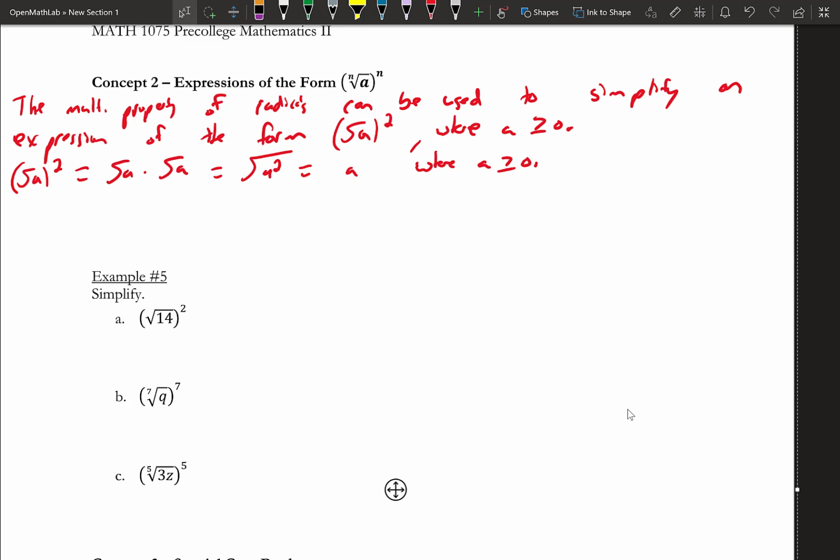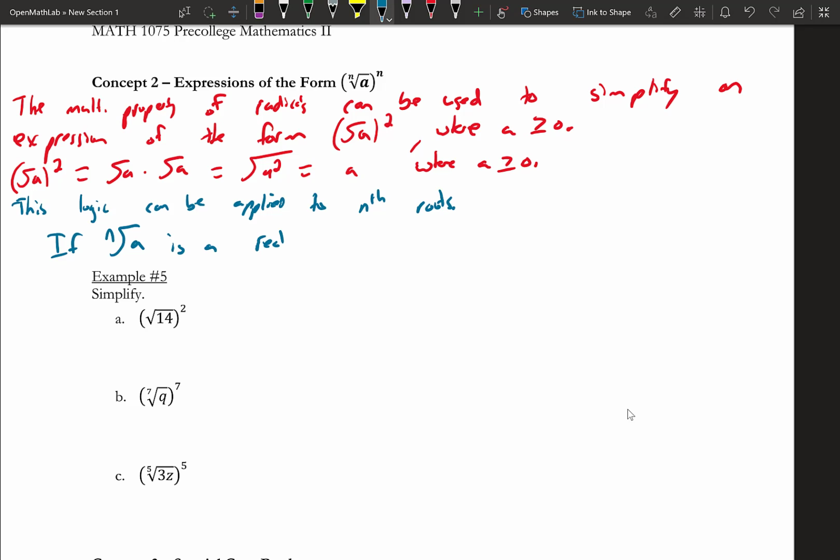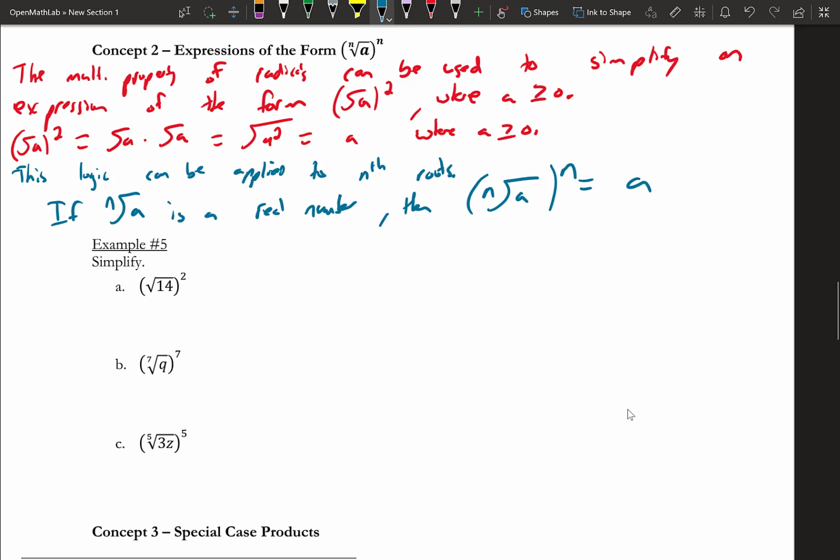So then we could say that this logic can be applied to the nth roots, right? So in other words, if the nth root of a is a real number, then the nth root of a, all raised to the nth power, is simply just a, right? So those cancel out, right?